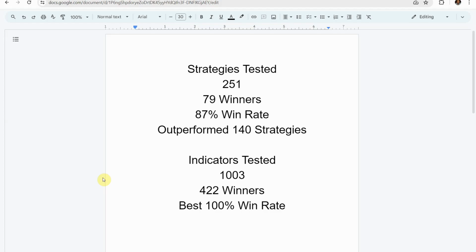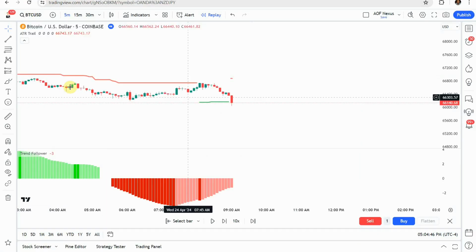And so far, since we've been keeping track, it has outperformed 140 of the other strategies that we have put it up against, every single one so far. We've also tested a total of 1,003 indicators, with 422 of them being winners.